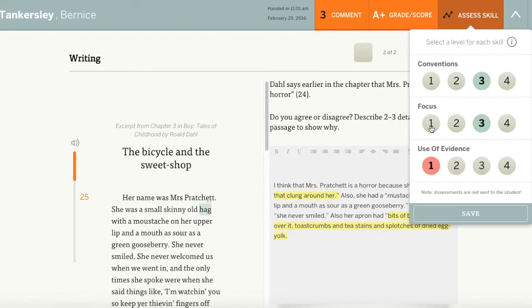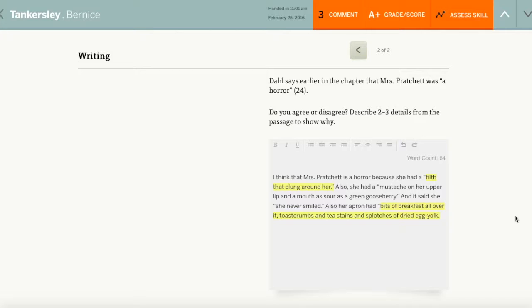If Bernice had taken the time to describe any of these direct quotes to show how the details depict Mrs. Pratchett as dirty, unfriendly, or just plain mean, this would add to her word count and develop her claim that she is a horror and could get a higher score.